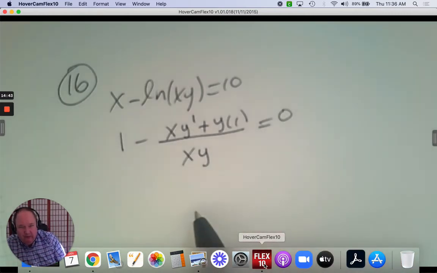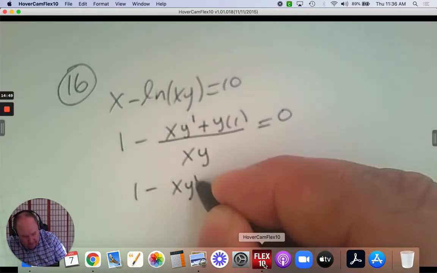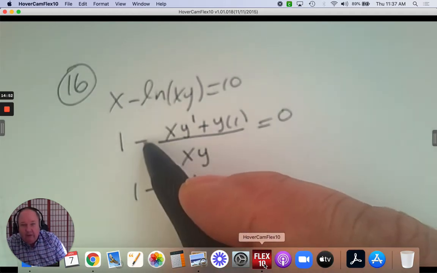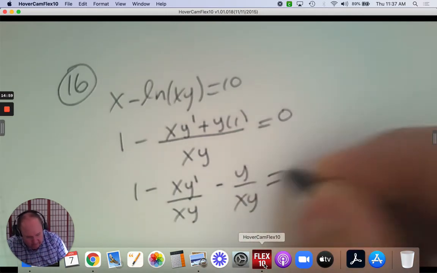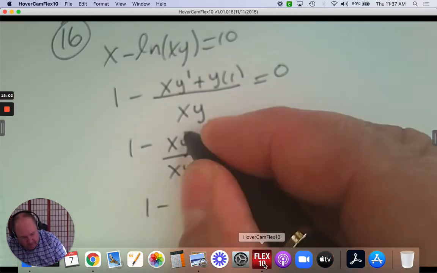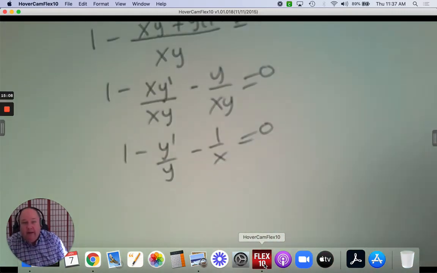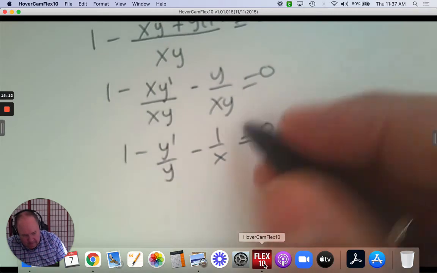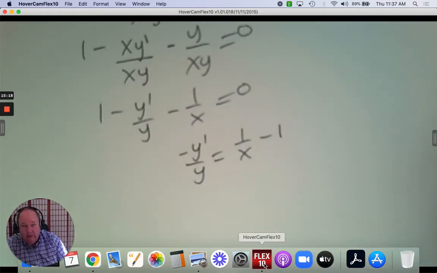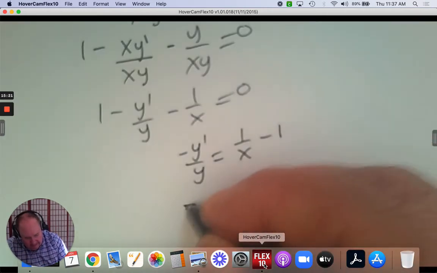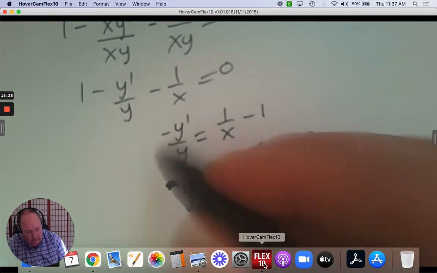I'm going to separate this into two fractions so I can isolate the y prime. So we have x y prime over xy, and that subtract sign also belongs here, so that actually becomes subtract y over xy. I'm going to simplify it. So the x's divide out, the y's divide out. And then to get y prime by itself, I am going to add 1 over x and subtract 1, and then multiply by negative y. So I'll take care of that. So negative y, multiply it by that. That way the y prime is positive.